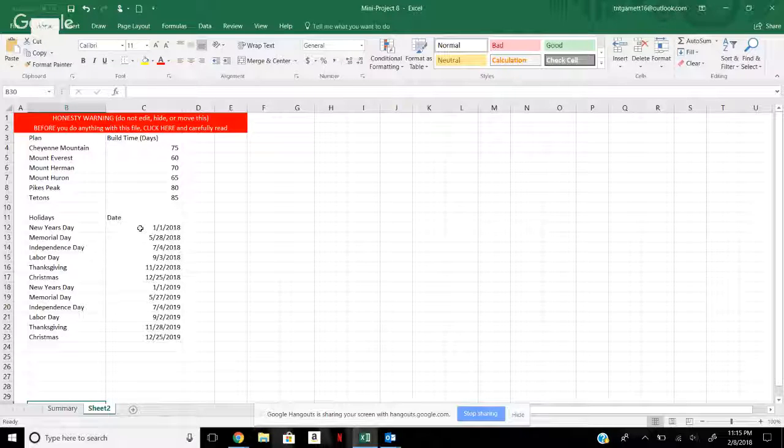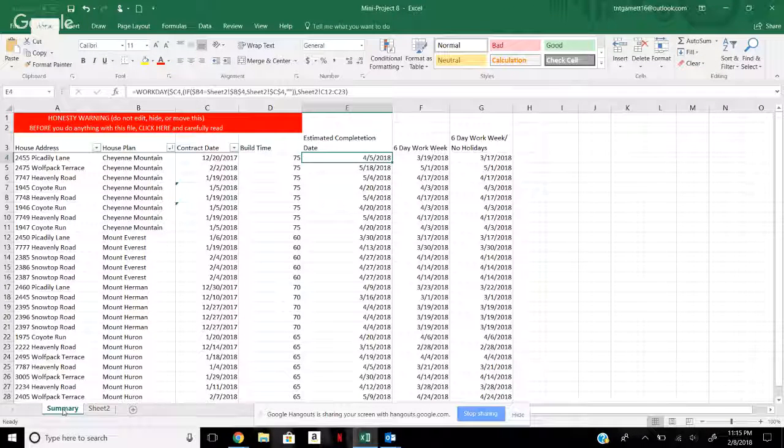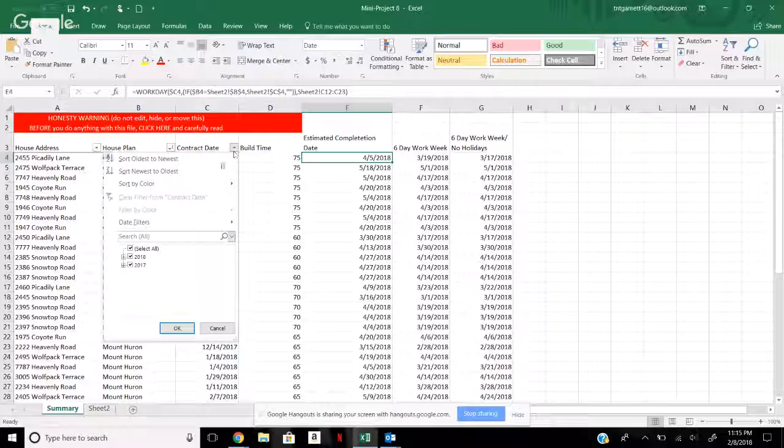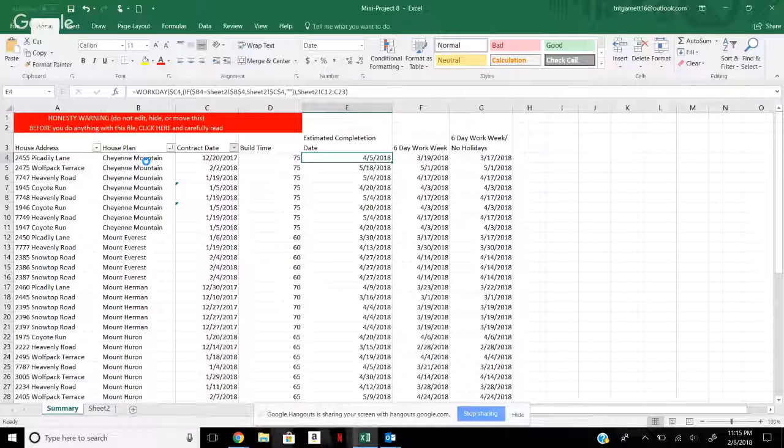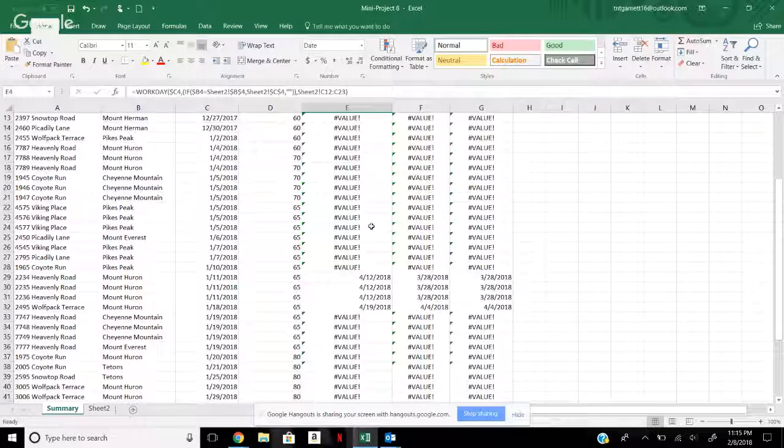We also have the sheet that has just the plans and the holidays in it too. So we got these. But my question is, every time I sort it from oldest to newest, I get nothing but values.